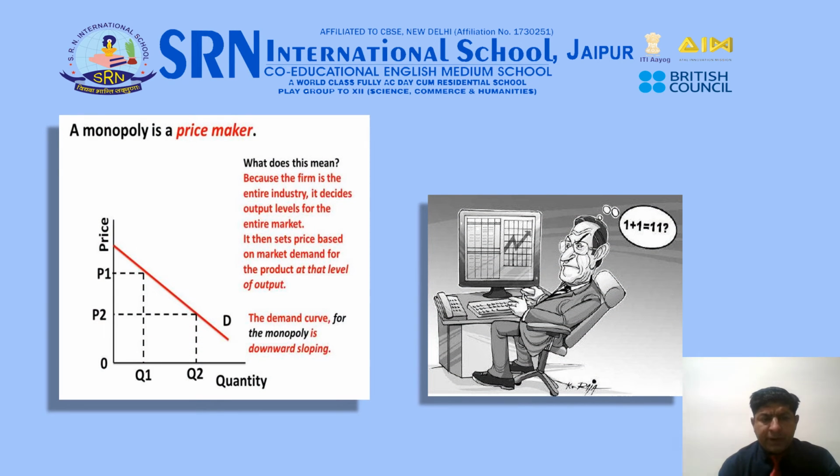A monopoly is a price maker. What does this mean? Because the firm is the entire industry, it decides the output level for the entire market. It then sets the price based on the market demand for the product at that level of output. Therefore, the demand curve for a monopoly is downward sloping.